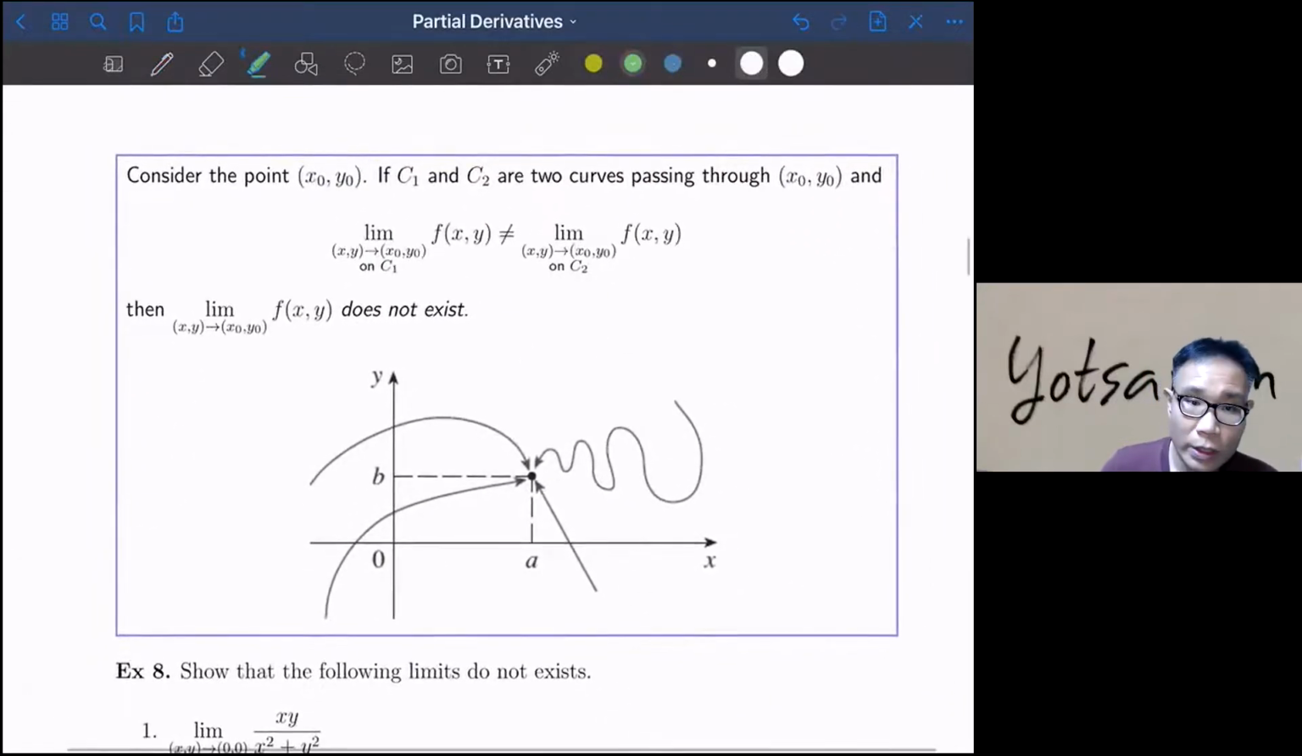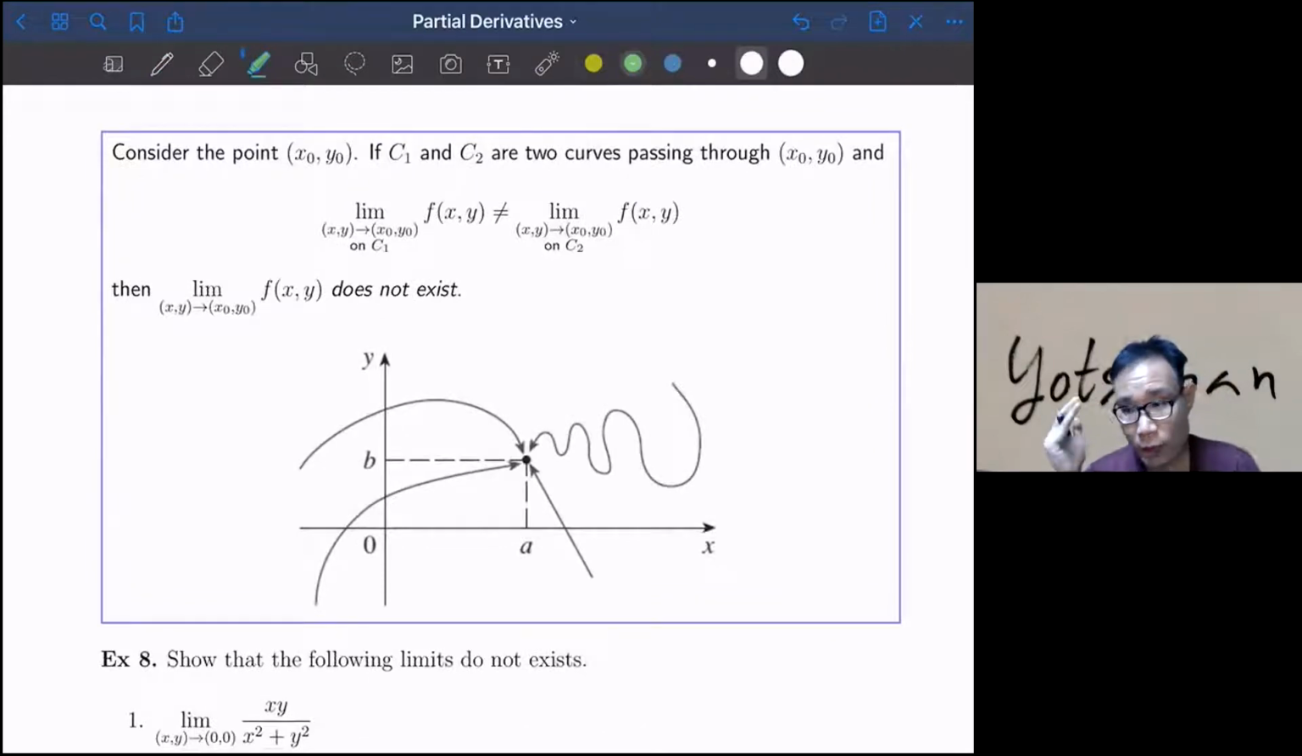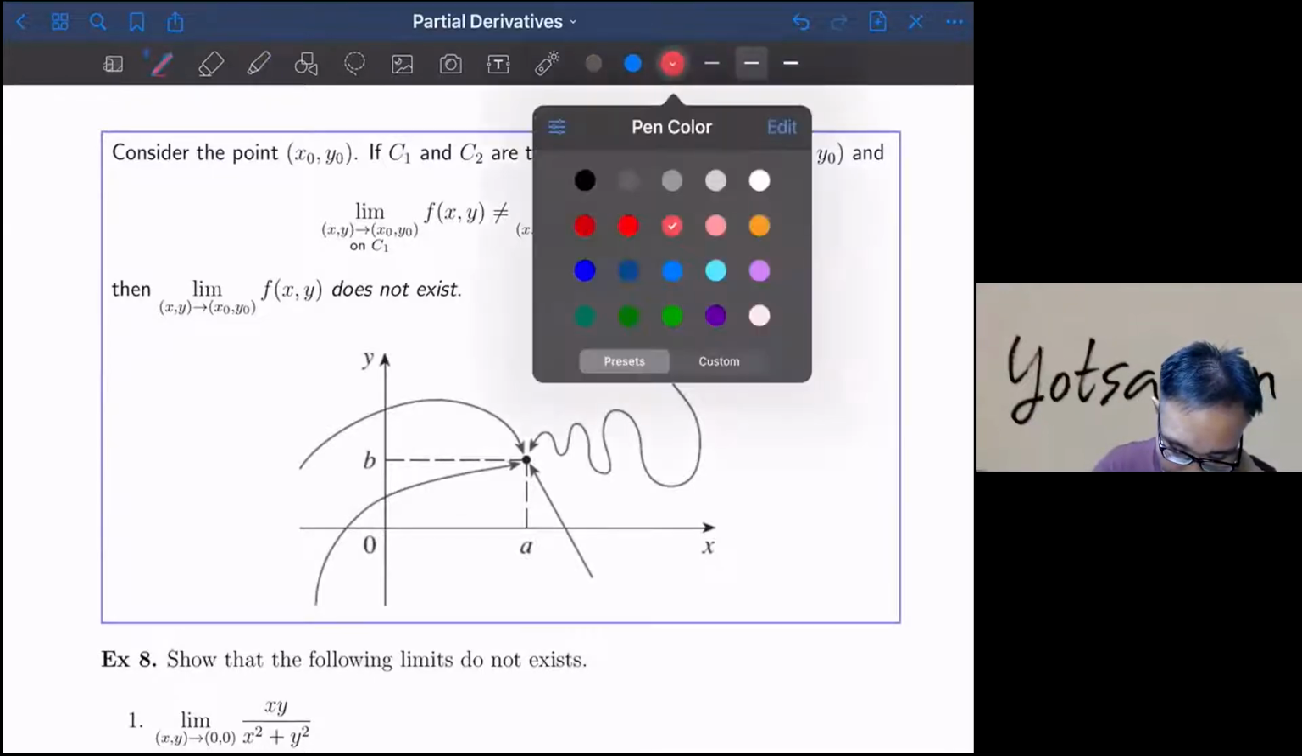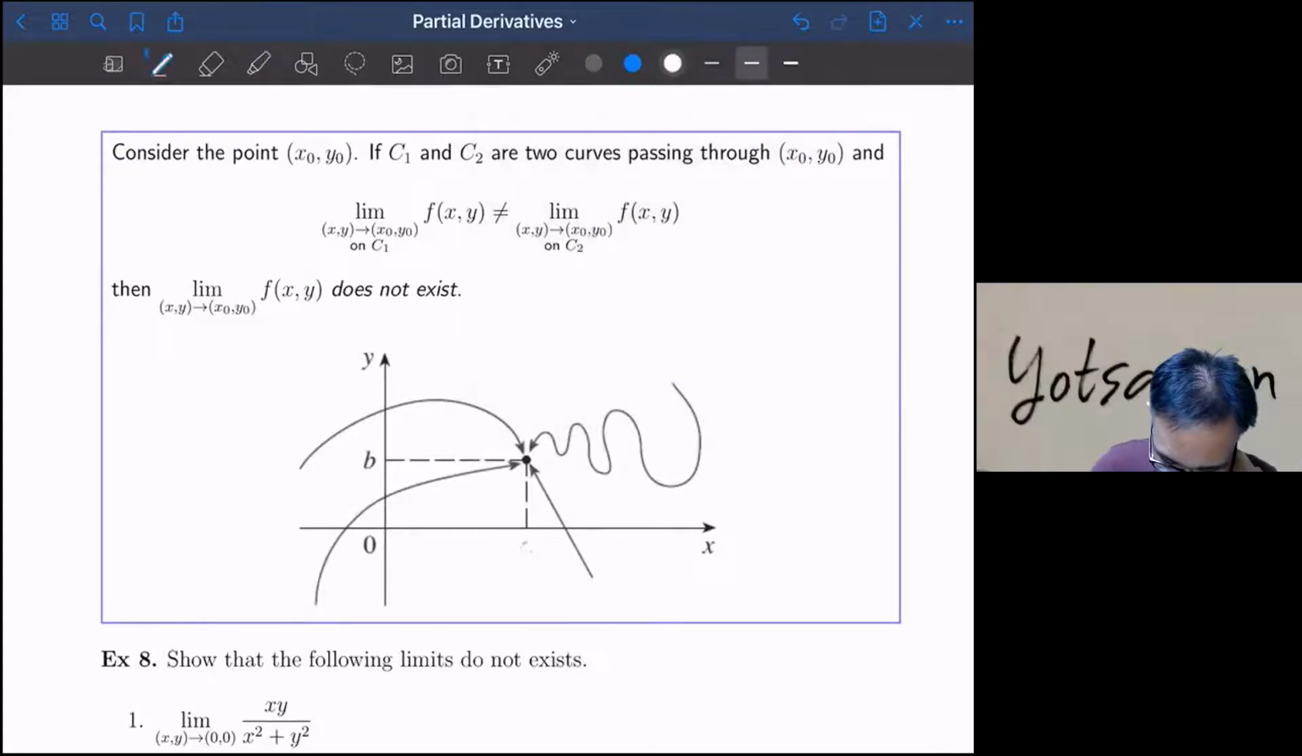So why did we study the limit along a curve? The limits along C1 and C2 that we had in the previous example turned out to be useful in order to determine whether the limit at (x0, y0) does not exist. So if you have the point, let me call this (x0, y0). I'm going to have to erase this one. It's not (a, b), it's going to be (x0, y0).